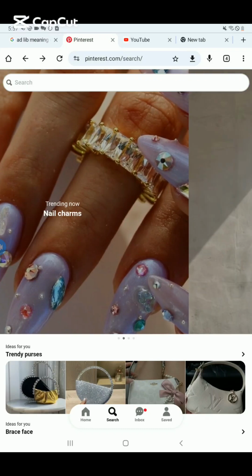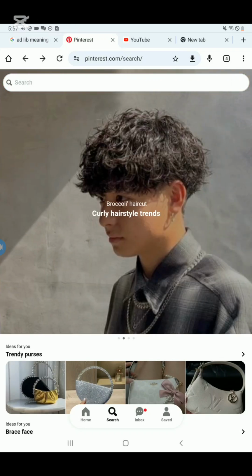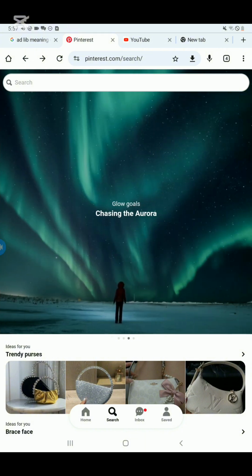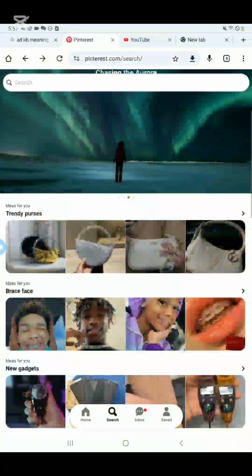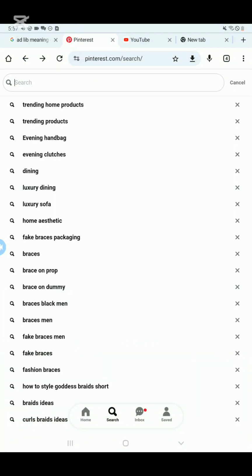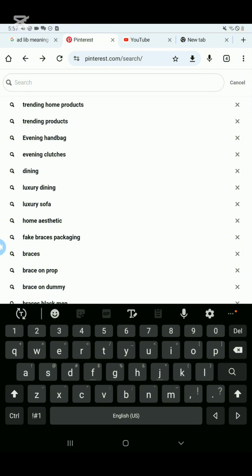So welcome back, guys. On today's episode, I'm going to show you how to find products on Pinterest, just like I showed you how to find products on TikTok the other time. So Pinterest is a very nice site. I like to find products on Pinterest because somehow it's just appealing. The interface is just smooth. Everything is just sweet about Pinterest.